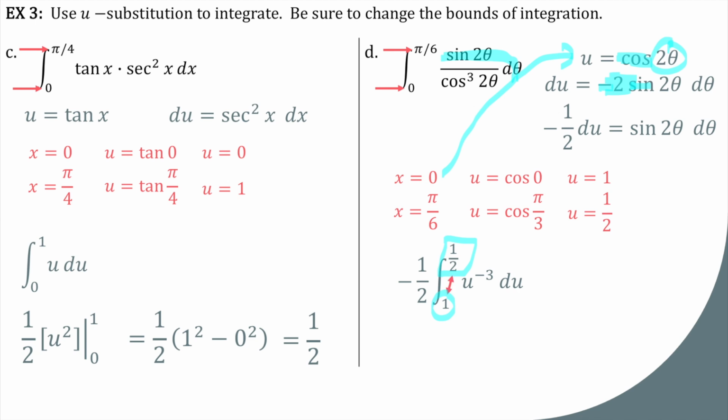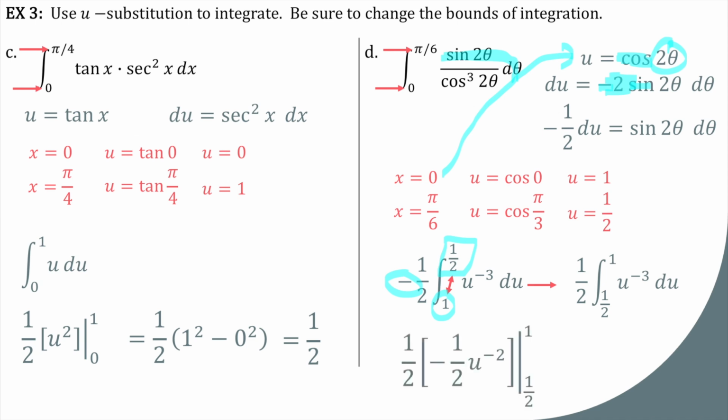When I switch those, I have to pull out a negative, which is going to make that a positive. Now I can solve the problem. Add 1 and divide by it. I've got 1/2. That's the guy on the outside here. And then negative 1/2, u to the negative 2, evaluated from 1/2 to 1. And I ran out of room, so I'm just telling you, it's 3/4.